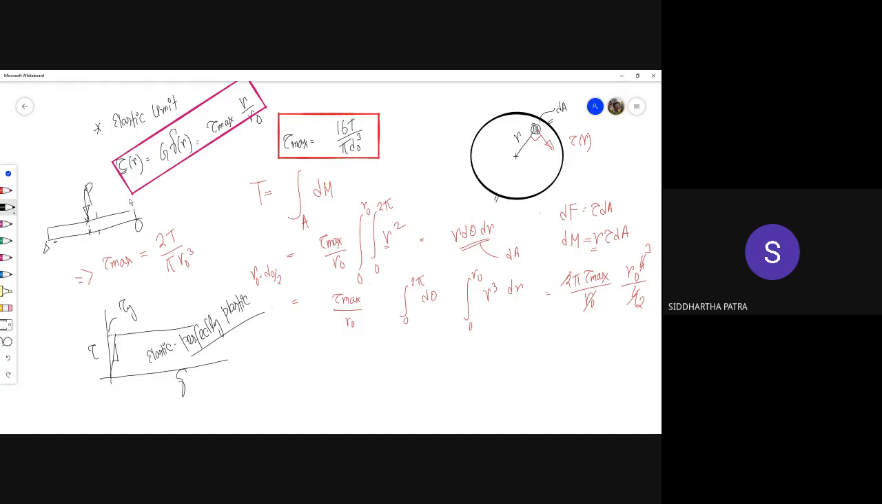Like in bending there was a location, there is a single section where the bending moment is maximum, and we know the yielding starts in that section first.